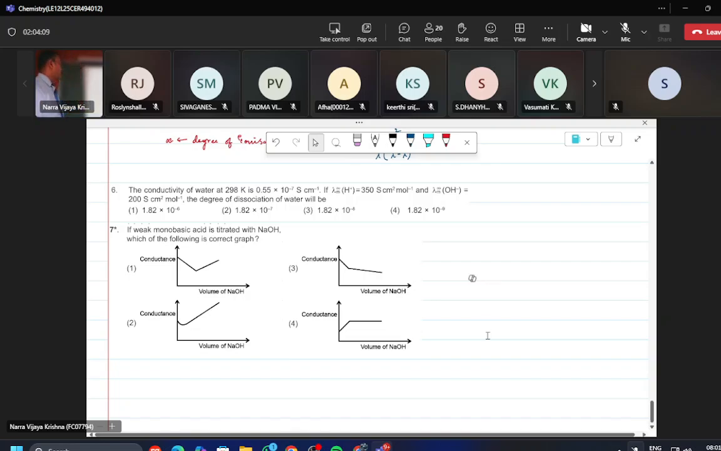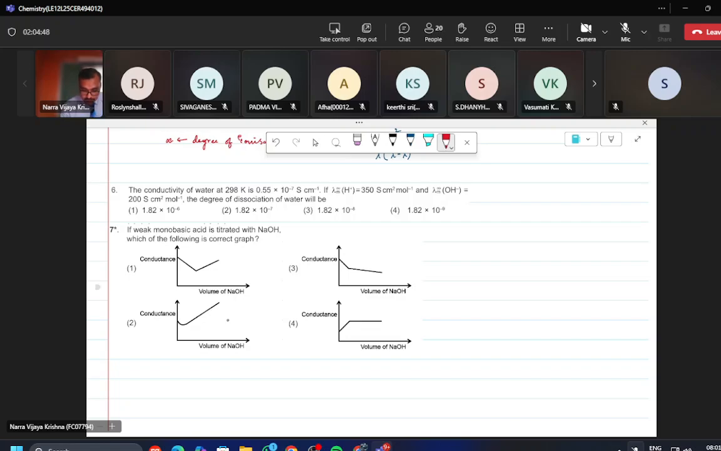If a weak monobasic acid, meaning an acid which can give only 1 H plus, is titrated with NaOH, that means weak acid versus strong base. How is the graph? After the equivalence point, it rises further. Now, first we are taking a weak acid. A weak acid will not ionize perfectly. So how will the actual graph be?